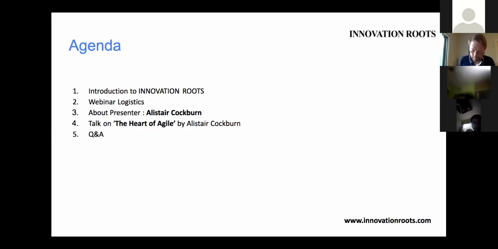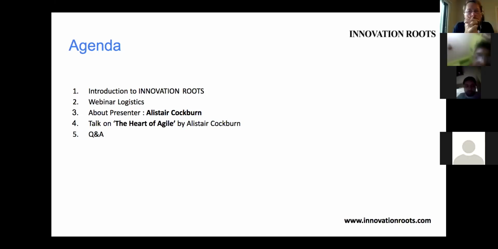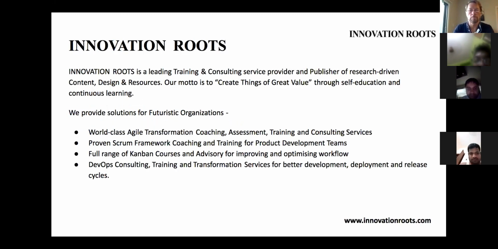So this is the agenda for this webinar, as you can see here. I'll start with a very quick introduction to Innovation Roots, and then I'll take you through the webinar logistics, and I'll briefly tell you about who Alistair Cockburn is, and then I'll pass it on to Alistair for his talk on the Heart of Agile, which will then be followed by a question and answer session. During the session, if you feel you need to ask something, please drop that question in the chat box. At the end of the session, we'll take on the questions from there.